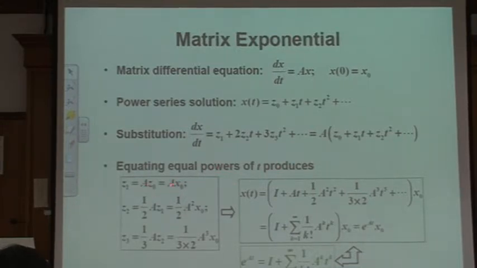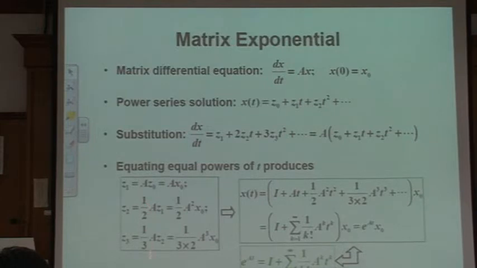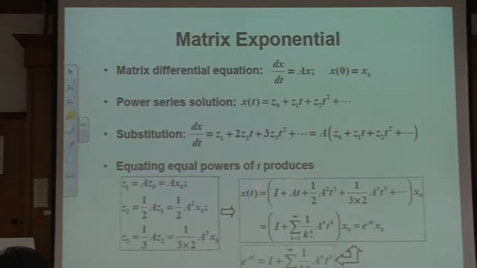z1 equals A z0, which equals A times x0, and z2 equals 1/2 A times z1, and so on. The form looks like this. Following this whole process, you can conclude that x(t) equals this result times x0. Then we give this result a name. We call it exponential At. Basically, it's very simple. It's just the Taylor expansion of the exponential function at At.